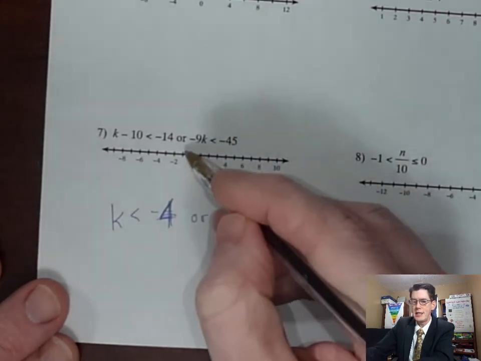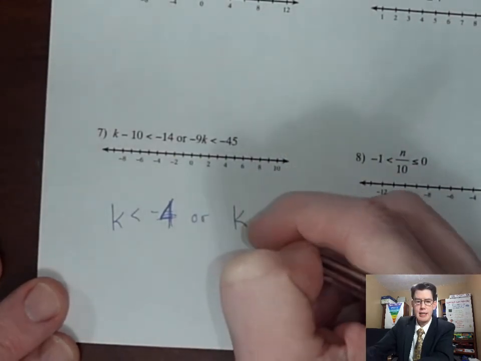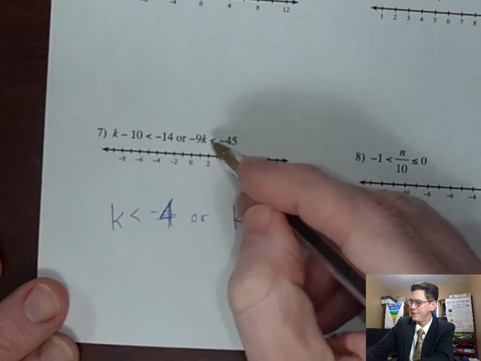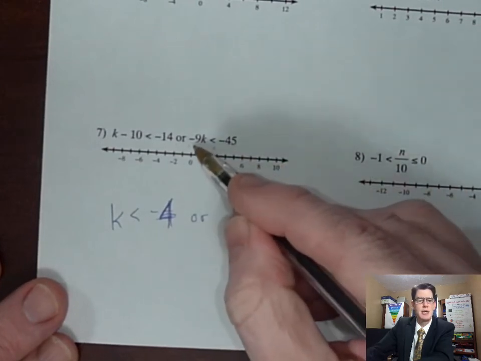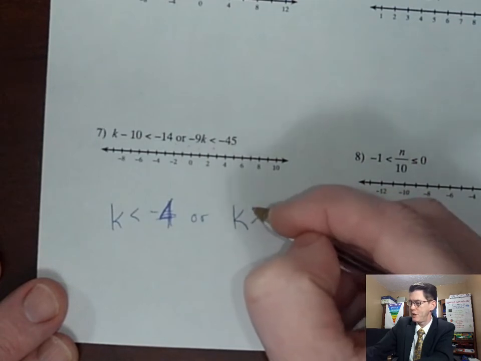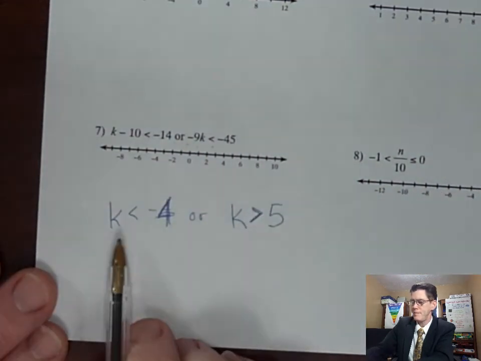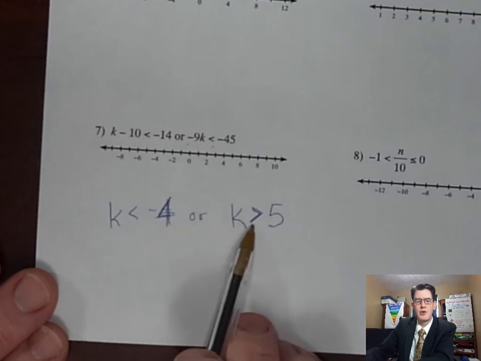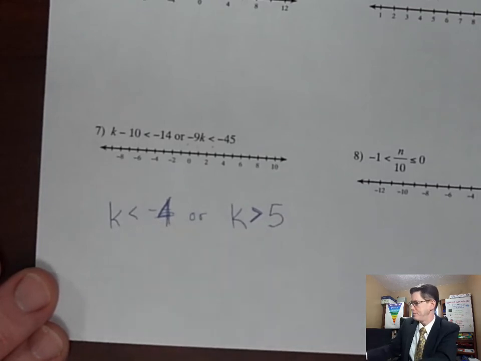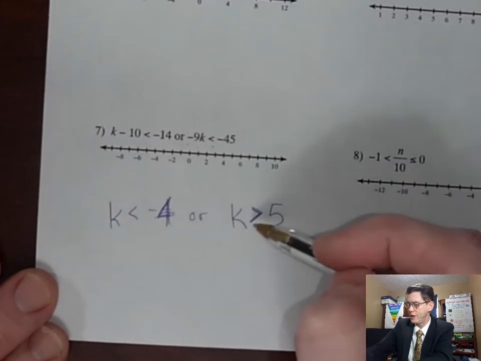Or divide by -9. K, let's see, -45 divided by -9 is 5. And what do I do with that sign? Every time that you divide by a negative, you flip the inequality. So k is less than -4, or k is greater than 5. Include everything. It can be either of those.